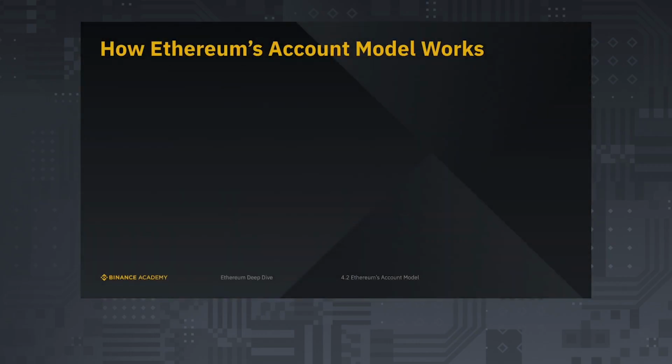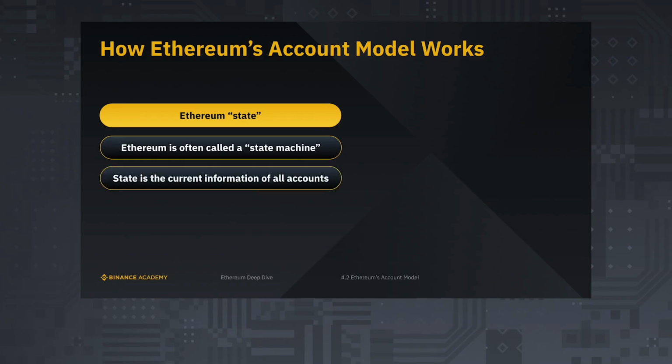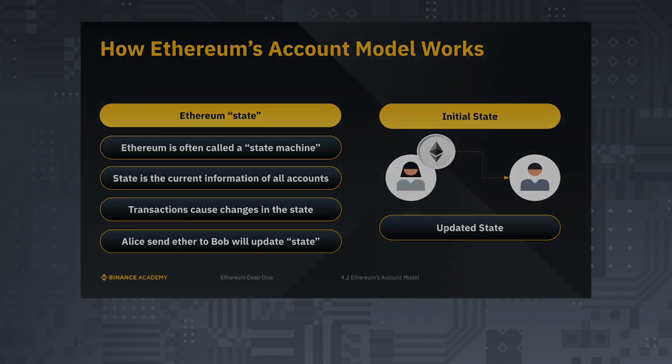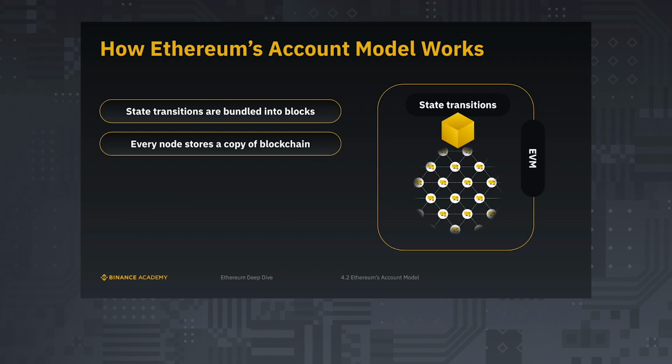A related key concept to understand is state. Ethereum is often called a state machine. The state is the current information of all accounts. Transactions cause changes in the state. For instance, transferring Ether from Alice's account to Bob's account will update the state. All these state transitions are bundled into blocks and added to the Ethereum blockchain. Every node on the Ethereum network stores a copy of this blockchain, making it decentralized and secure.